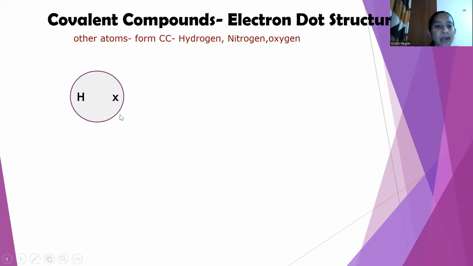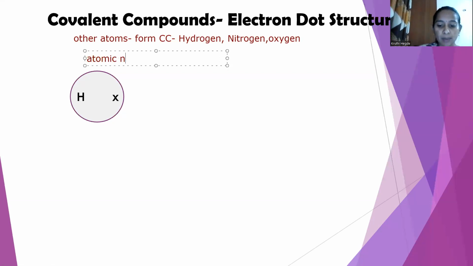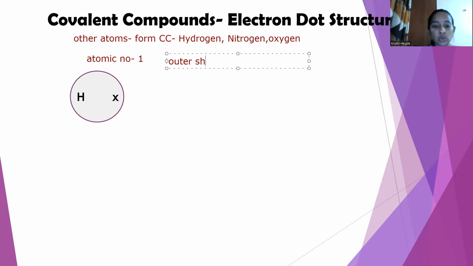So let's start with hydrogen. In case of hydrogen, what's its atomic number? Hydrogen's atomic number is 1. That means it has 1 electron in the outer shell, which I have depicted here. 1 electron in the outer shell. But for hydrogen, if it gets 2 electrons in the outer shell, then it becomes stable. 2 electron ಇದ್ರೆ ಅದು ಸ್ಟೇಬಲ್ ಆದಂಗೆ.